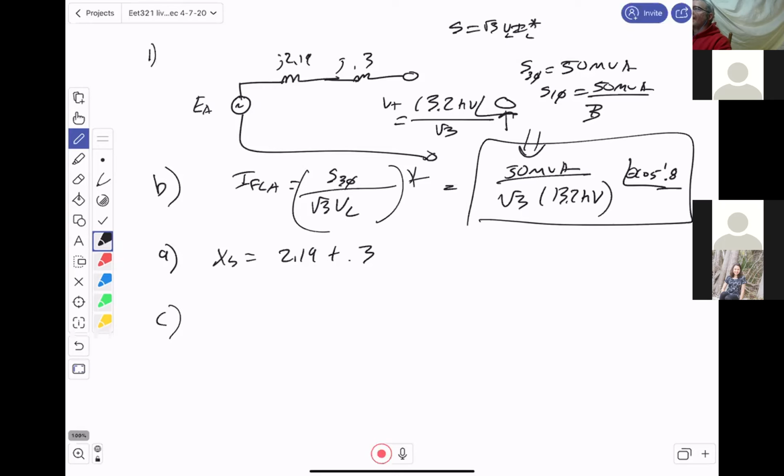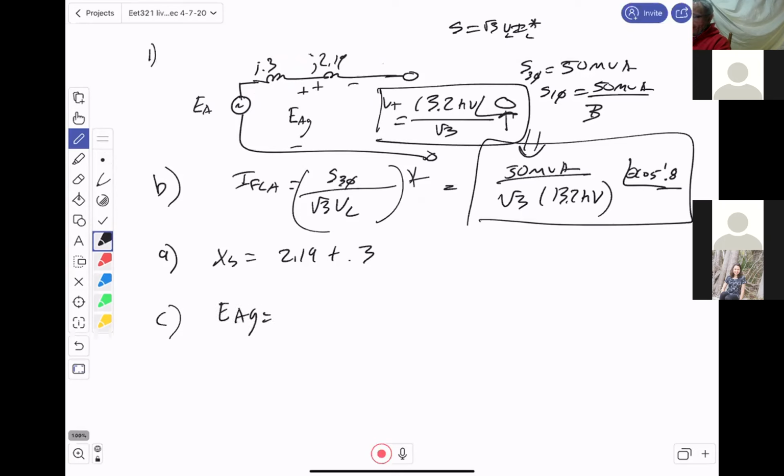Correct. Yep. So you have an armature reaction and a 0.3, and actually this would be better to be drawn over here. So let's erase that, and let's put that in the right spot to make it easier to see. So we have J2.19 and J.3. My air gap voltage is the voltage that I'm going to be seeing at that point, which means I've got my terminal voltage here. Then I include the voltage drop that I have here. So EAG is going to be equal to 13.2K divided by square root of 3.